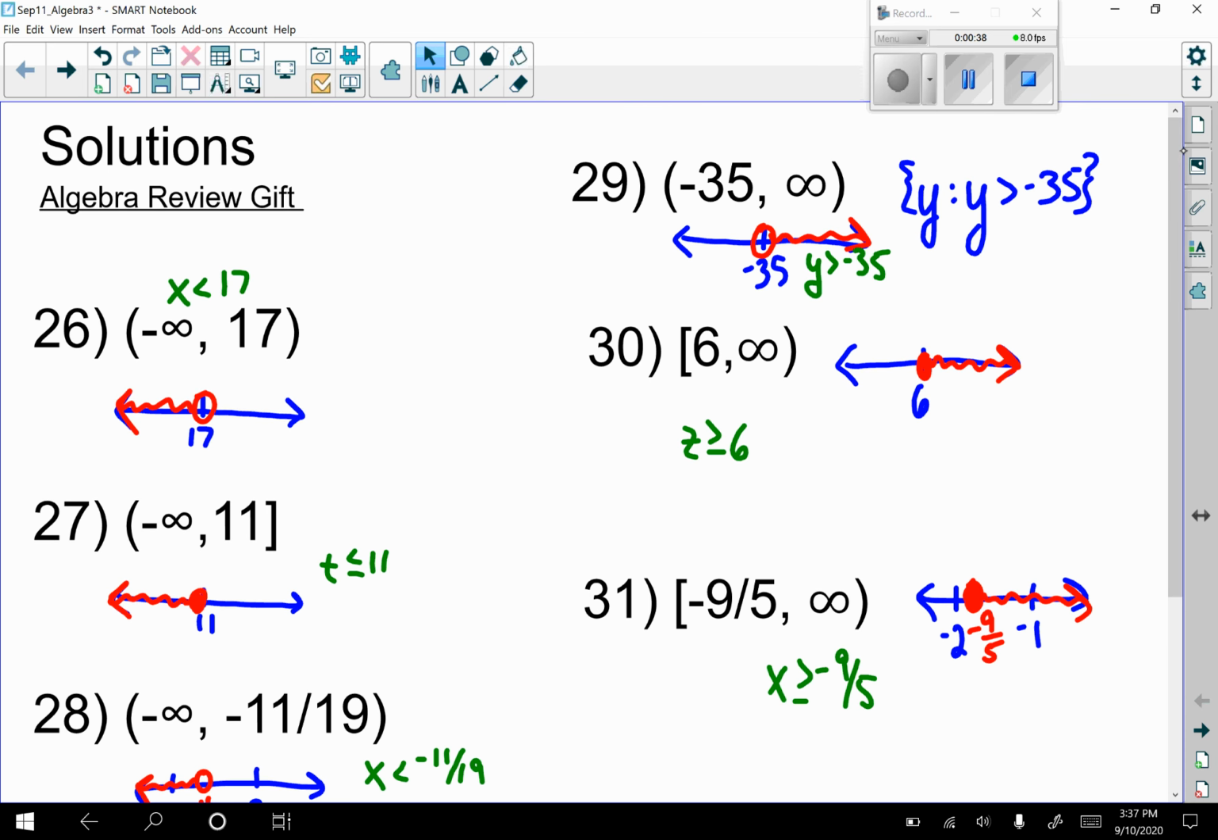Looking at 29, here I just also wrote it in set notation in case you still prefer to do that. Make sure it looks exactly like this though for set notation, the set of all y such that y is greater than negative 35. And then this right here was just the solution to the inequality for 30 as well. And 31, we got a fraction, so negative 9/5 is almost negative 2. Technically, it's a little bit closer than that.